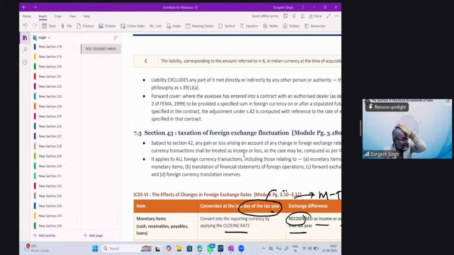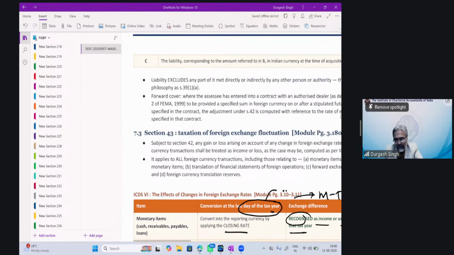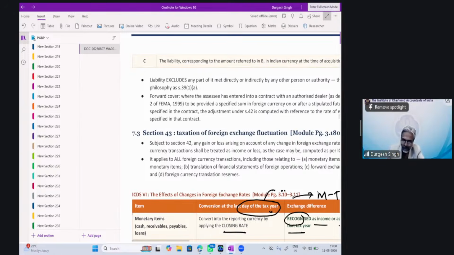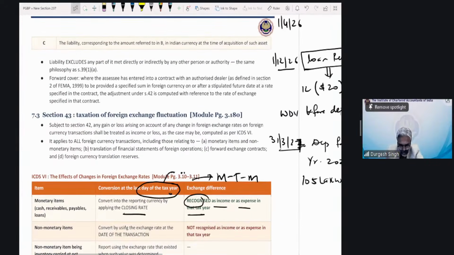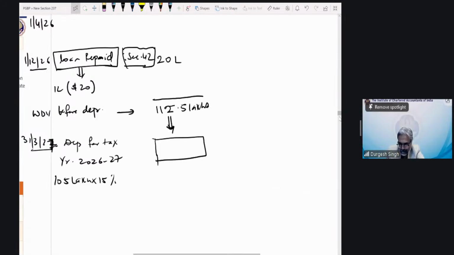So what will I do in that case? ICDS 6 says, even though you have not done the repayment, on 31st March every year, you will recognize whatever is the income or loss that has arisen out of the foreign currency fluctuation. So from just one particular diagram, I want you to copy this down. This will give the effect of section 43 and ICDS 6 together. This much will suffice, students, in this case. One particular diagram, students. Only one diagram. Students, just have a look over here, all of you. Section 43, read with ICDS 6.